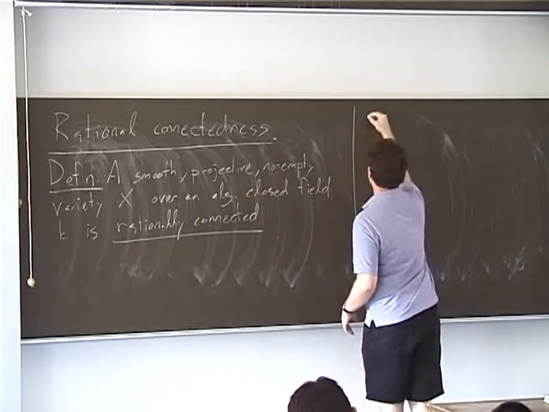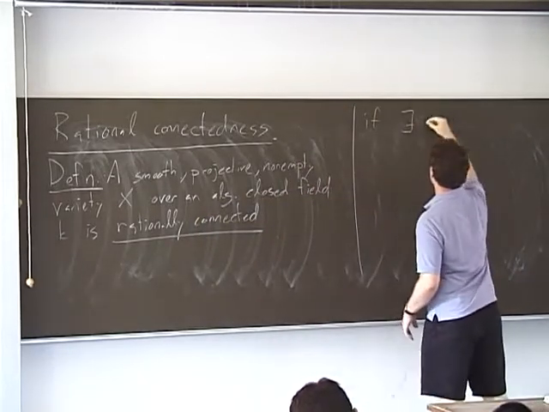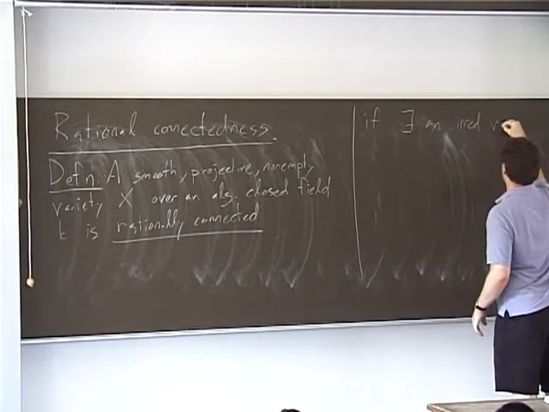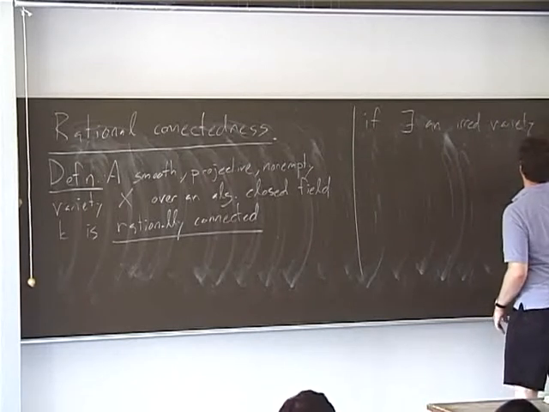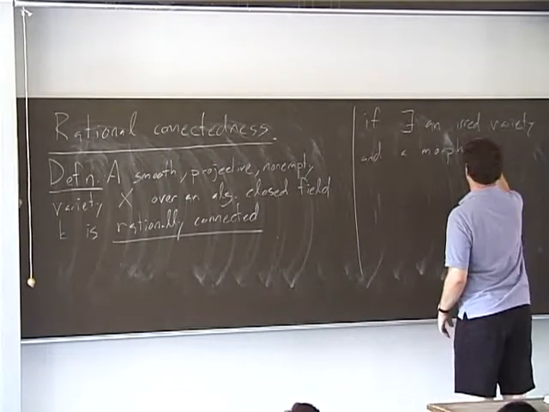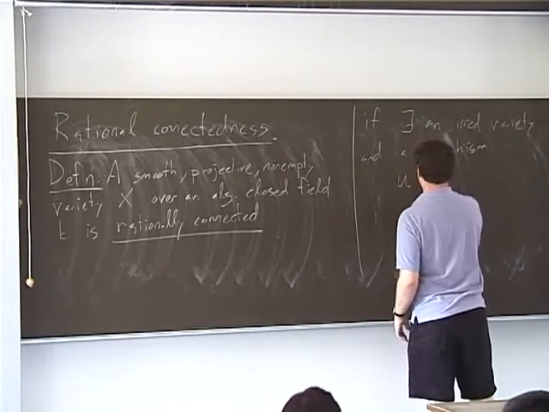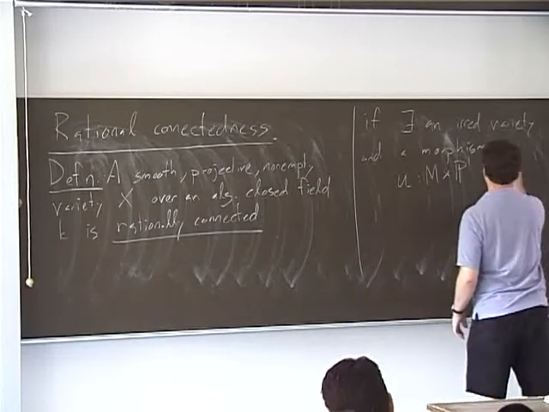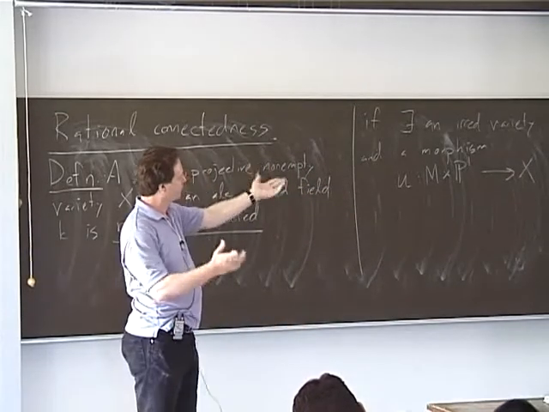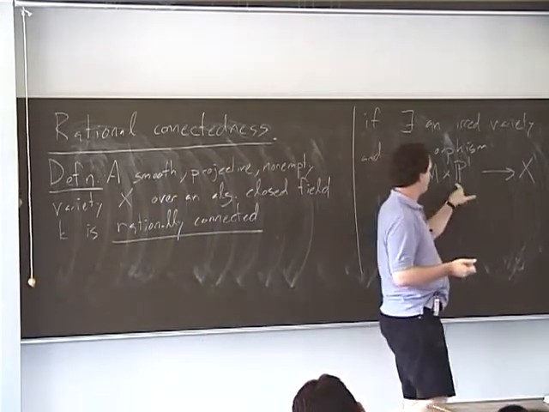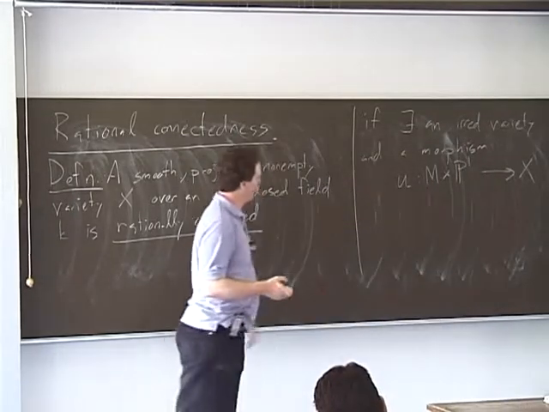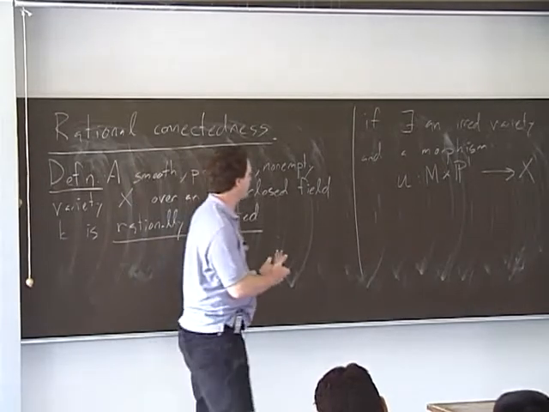So it's rationally connected if there exists an irreducible variety M and a morphism U from M cross P1 to X. Let me just stop here for a moment. In other words, what do we have? We have a family of morphisms from P1 to X. Every point in M parameterizes a morphism from P1 to X. That's how you should think of this morphism. It's just a family of morphisms from P1 to X.